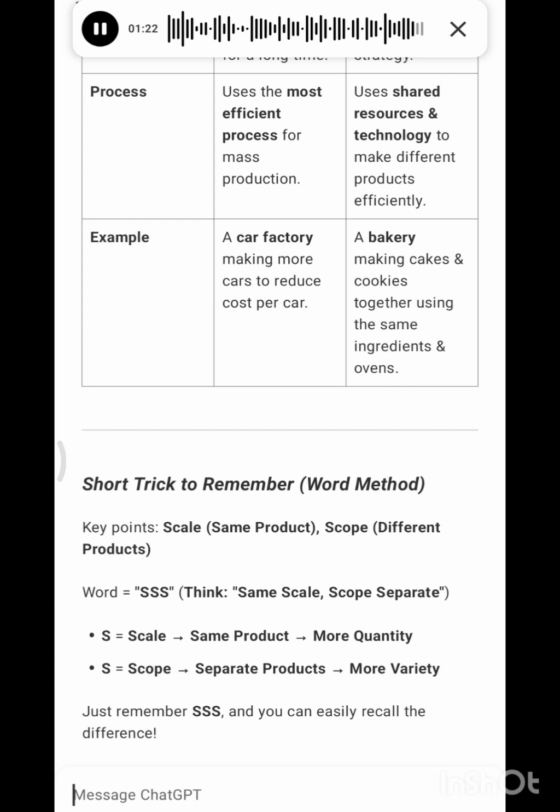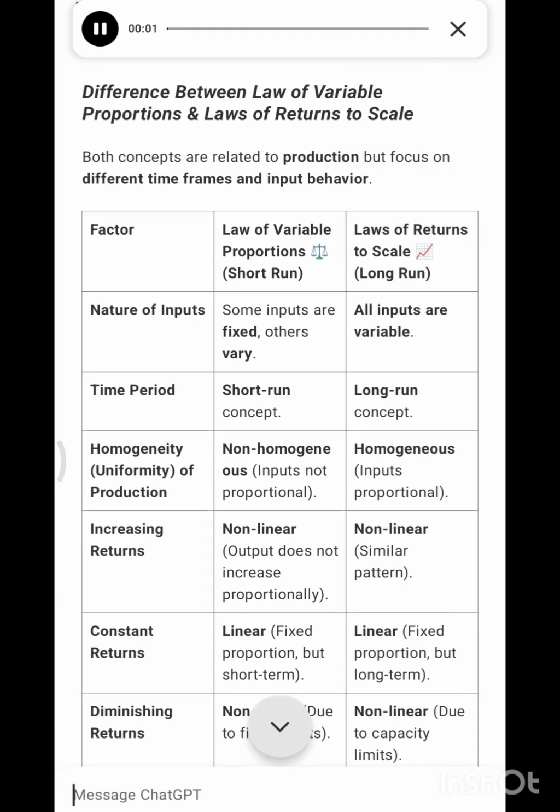Just remember SSS, and you can easily recall the difference between returns to scale and returns to scope. Now, the difference between law of variable proportions and laws of returns to scale. Both concepts are related to production, but focus on different time frames and input behavior. Factor: law of variable proportions, short run; laws of returns to scale, long run. Nature of inputs: some inputs are fixed, others vary; all inputs are variable. Time period: short run concept; long run concept.